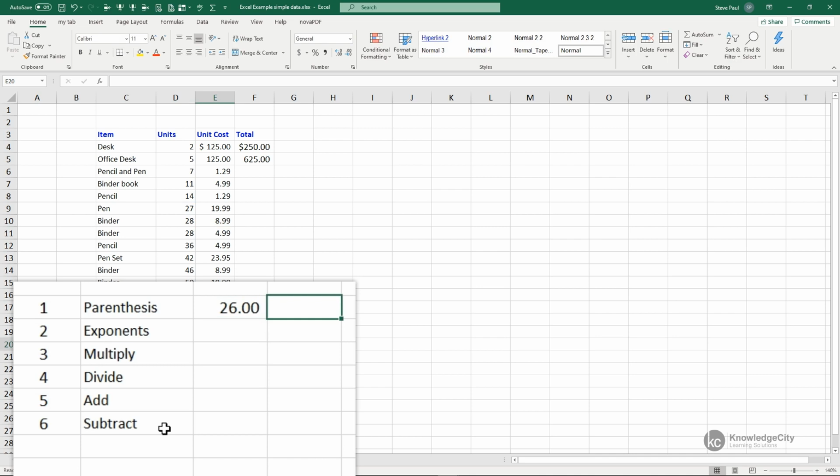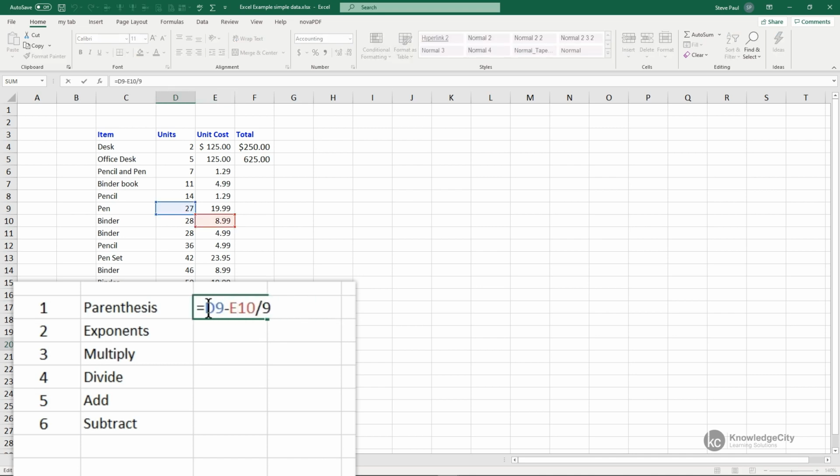So let's try a different way of doing this. Here we have, this time, this was 26. So this time we're going to edit this, and this time we're going to put parentheses here, like this. And now we're going to hit enter and see what we get. And we get 2. This is because we did the parentheses first, so it did a subtraction first, and then it divided by 9.